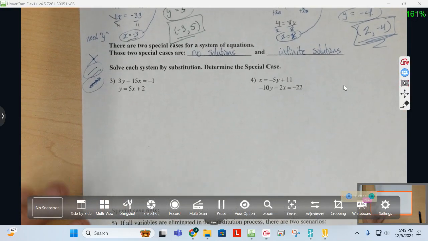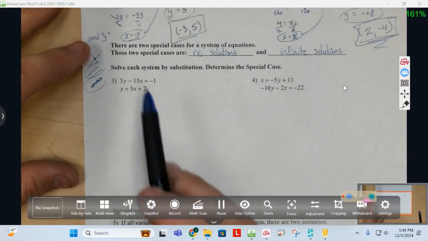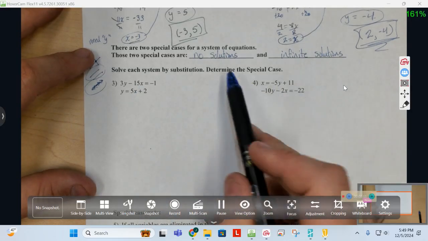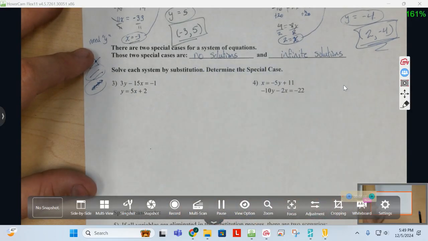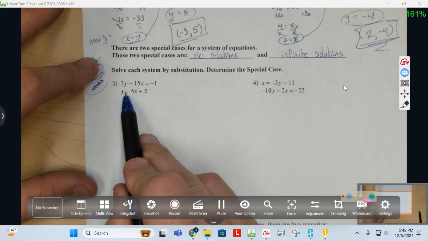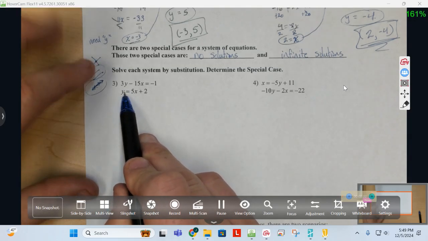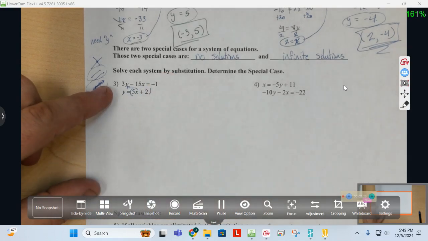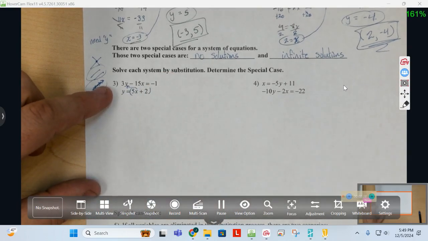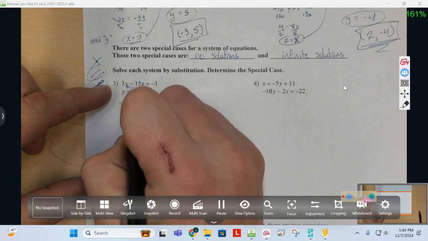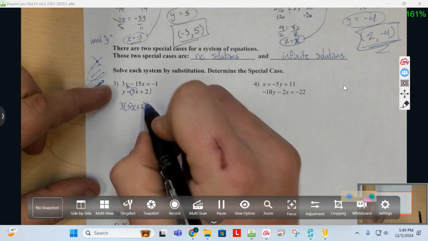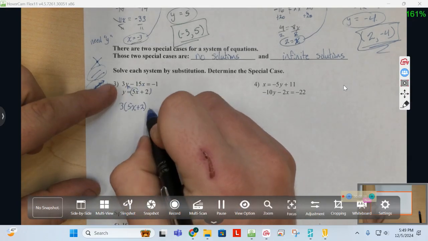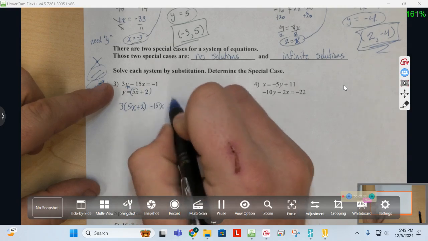So let's jump to number 3, example 3. We're going to determine which special case this is, no solution or infinite solutions. Right away you see that y is all by itself, so that's the substitution that we're going to do. And we're going to take that 5x plus 2 and put it into that 3. So 3 times 5x plus 2. Then there's a minus 15x equals negative 1.